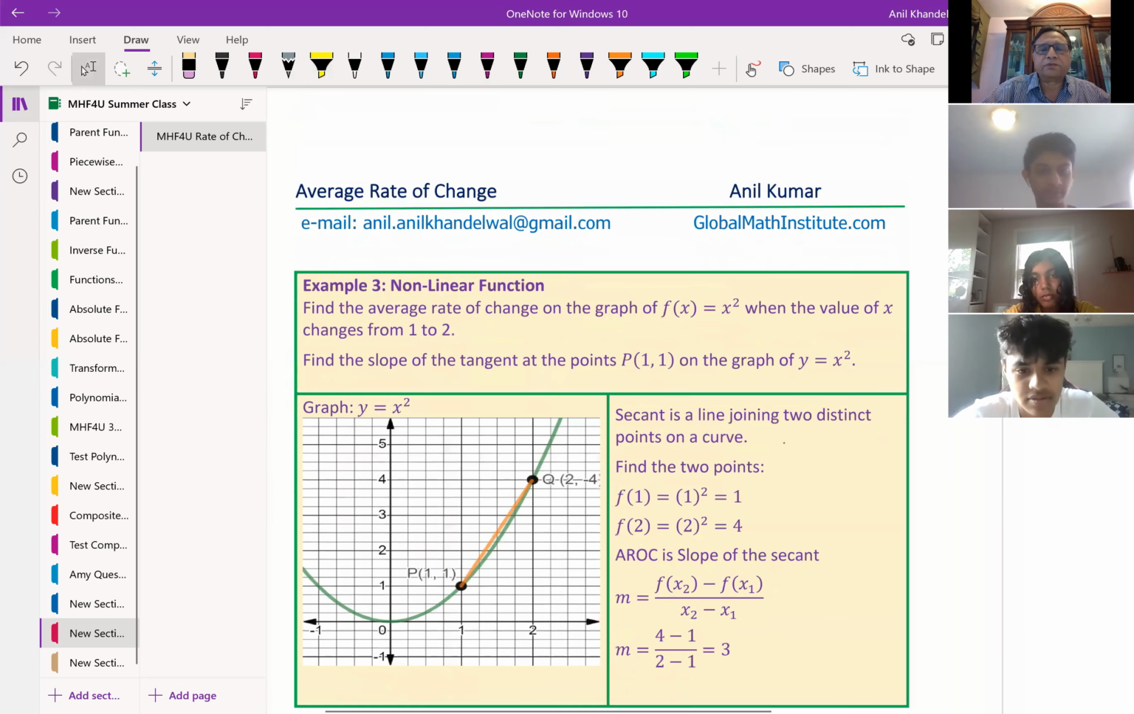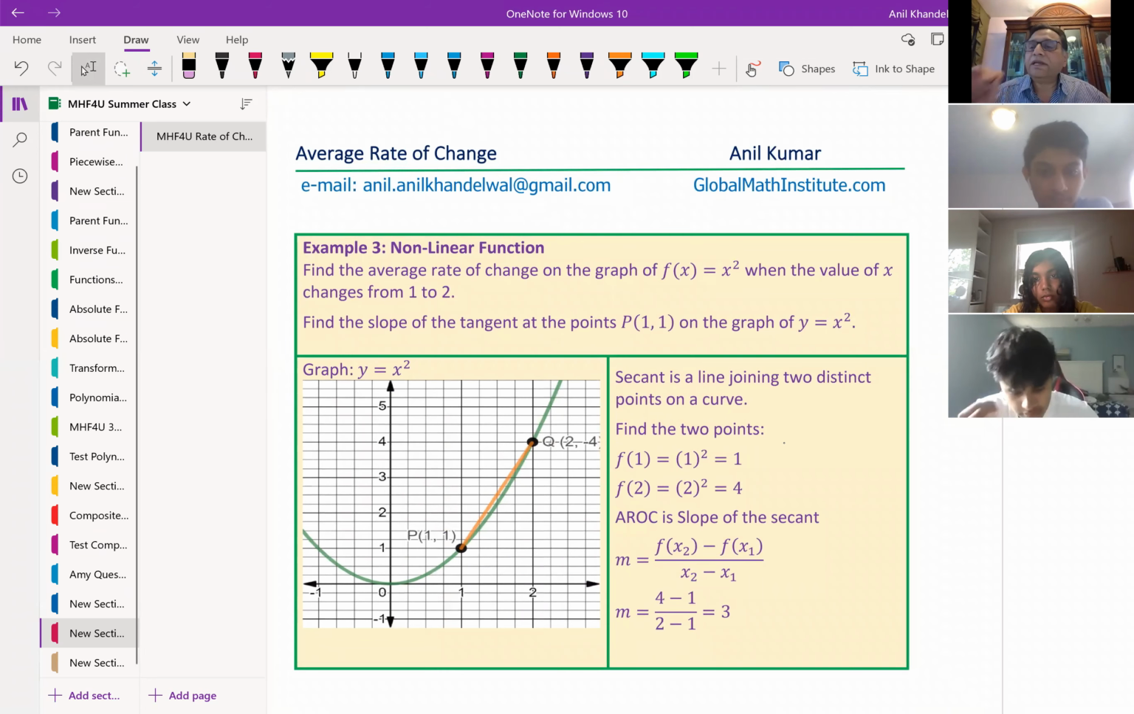That was just a quick review before this, because every example will involve finding slope and equation of the line, correct? That is the equation of the secant in this case, and in the next chapter it will be the equation of the tangent line. Perfect. So now let's take a non-linear function, f of x equals x squared.